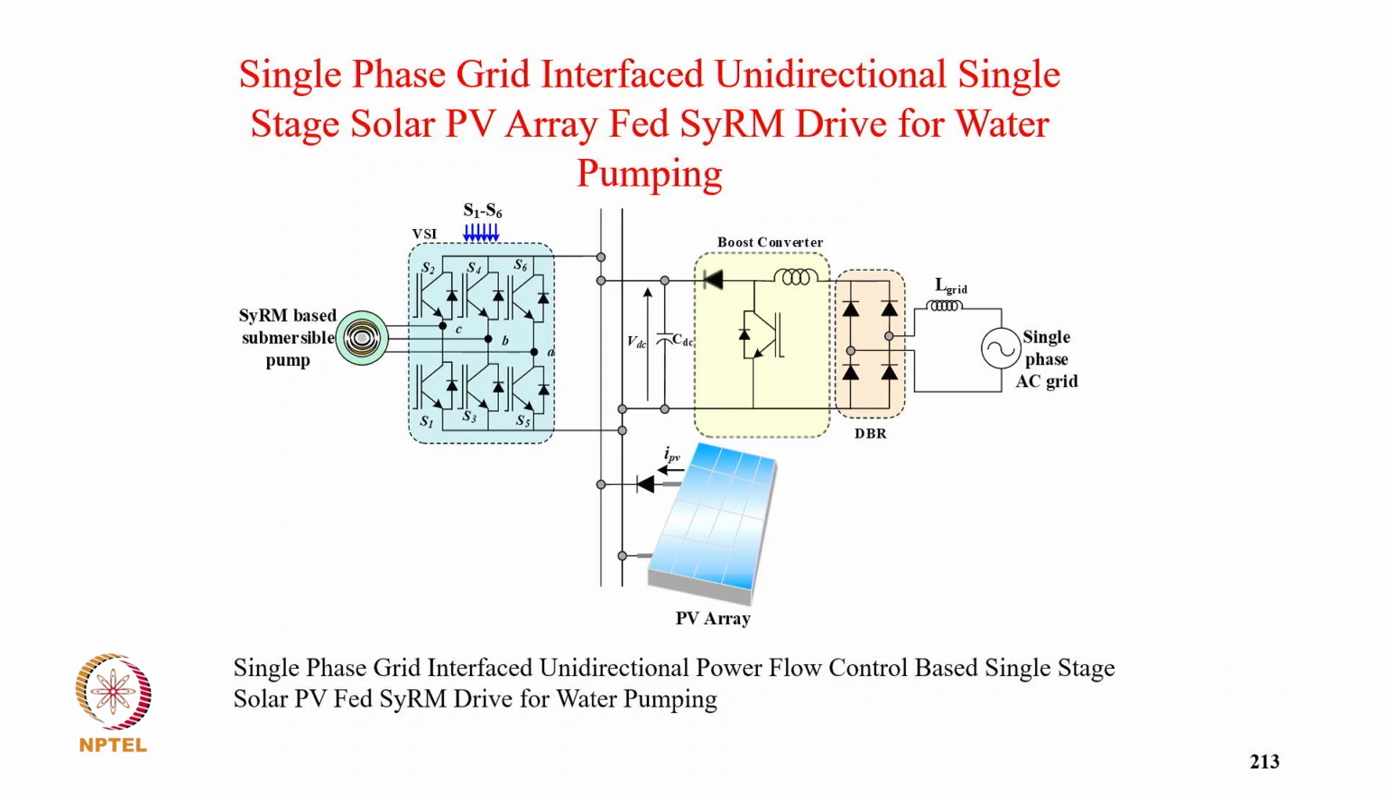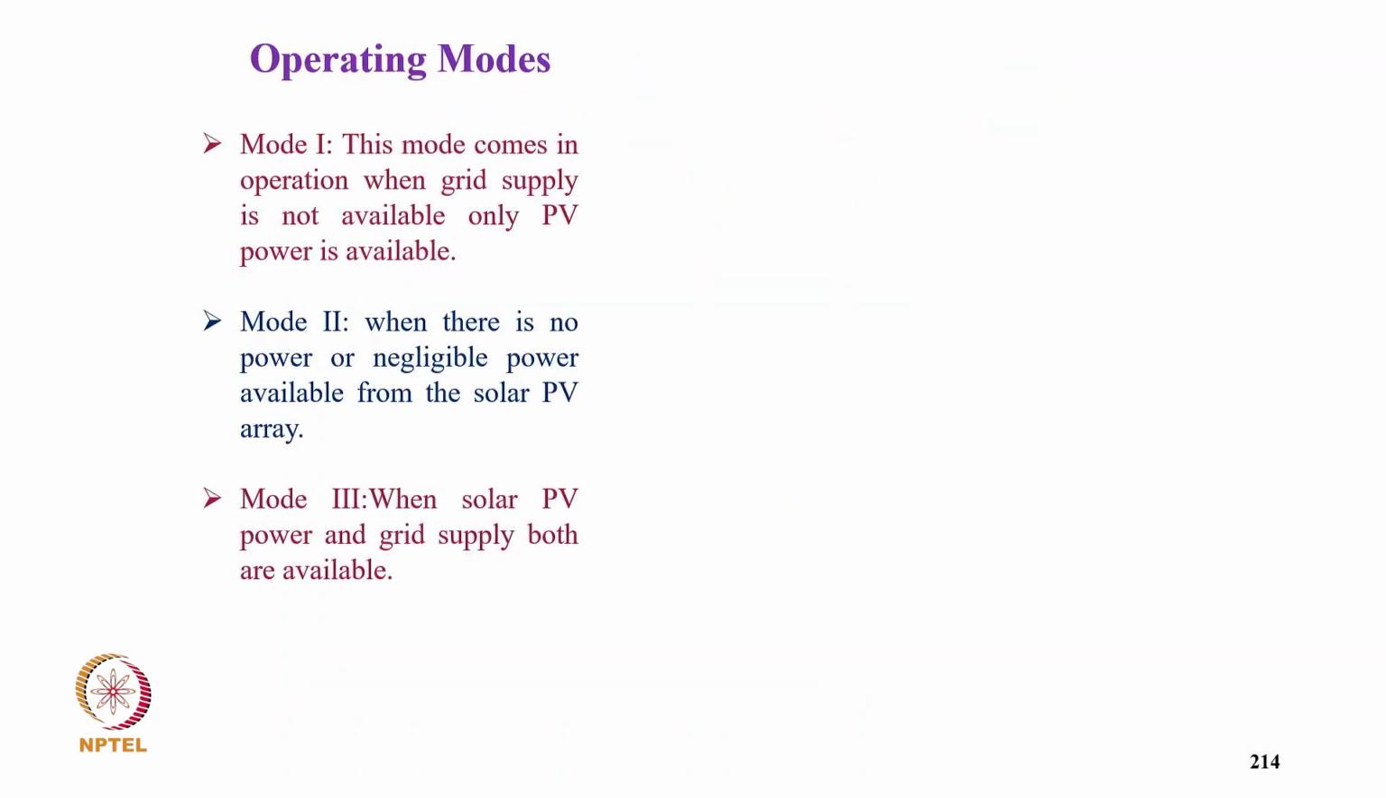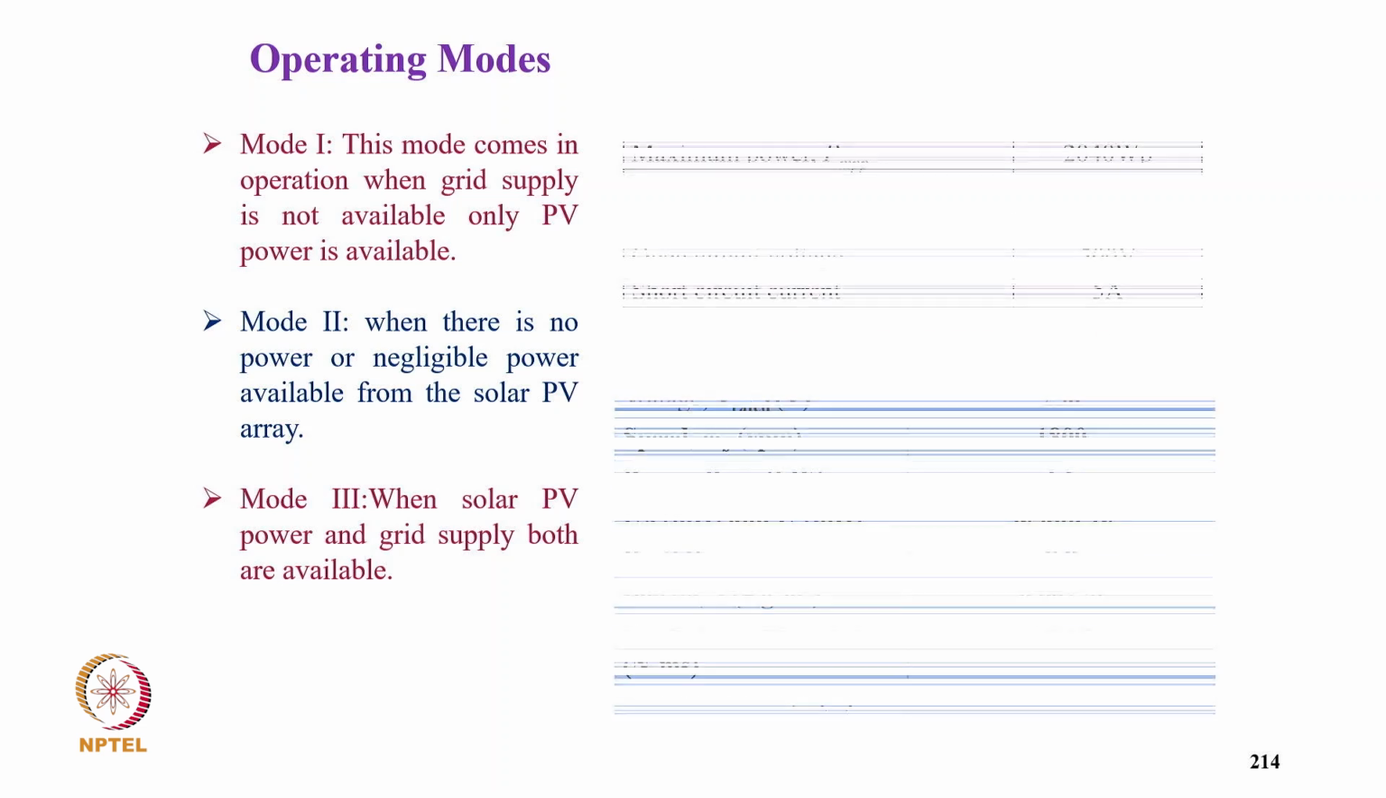So we have a direct PV, then the DC link voltage is controlled by the synchronous motor inverter-fed drive, and we take the remaining power from the single phase grid. So here also, mode 1 comes into operation when grid supply is not available and only PV power is available. Mode 2 is when there is no power or negligible power available from the solar PV array, and mode 3 is when the solar PV power and grid supply both are available.